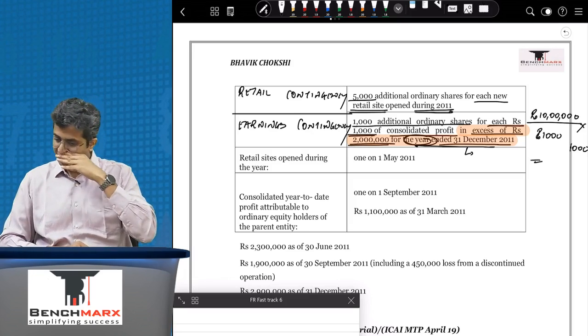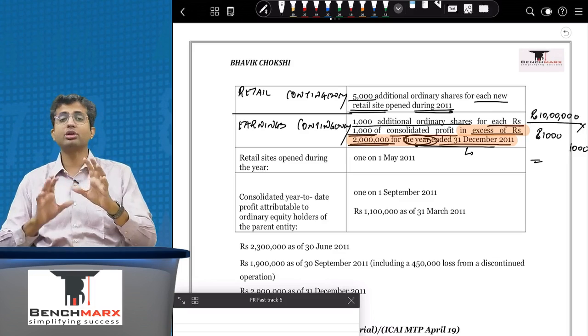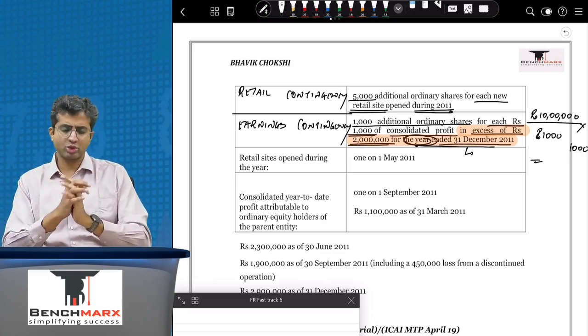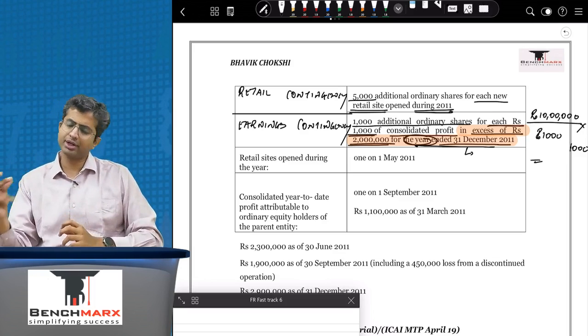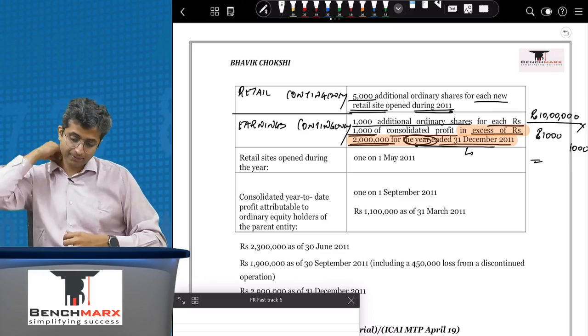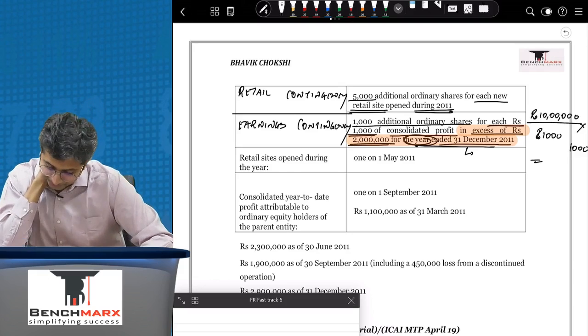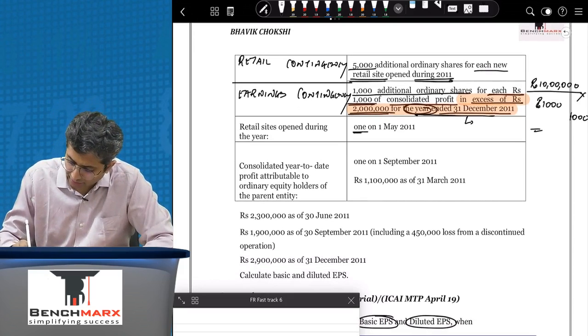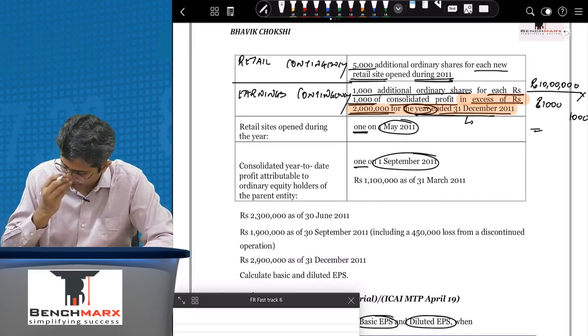lakhs. Acha, and the retail contingency is not linked to the end of the year. It is linked to opening of the new store. So the moment a new store is opened, 5,000 shares become issuable. Okay. The retail sites opened during the year: one of the sites is opened in May, and then one of the sites is opened in September.